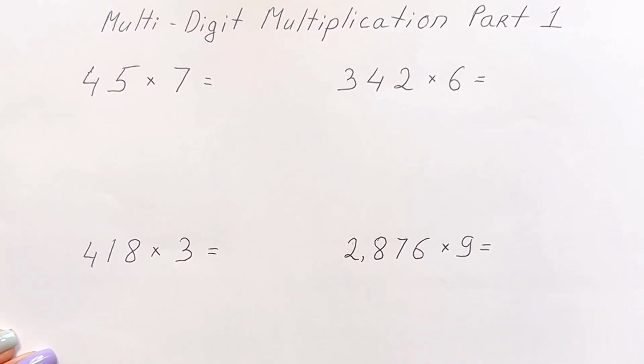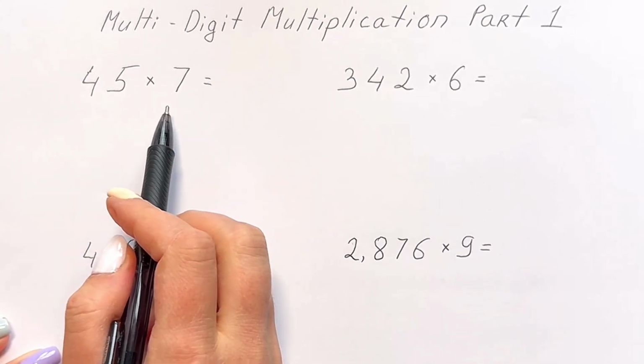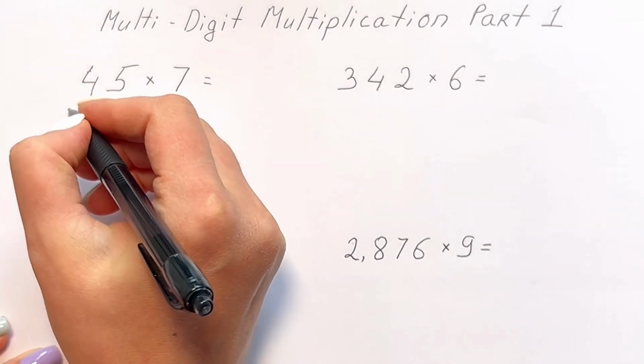In this video, we are going to learn multi-digit multiplication. Let's try this example. 45 times 7. First, we will line up these two numbers by number places.